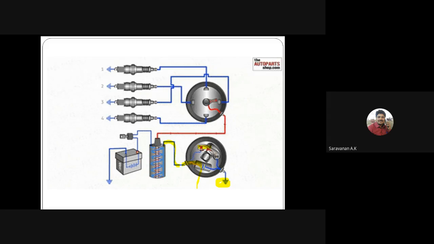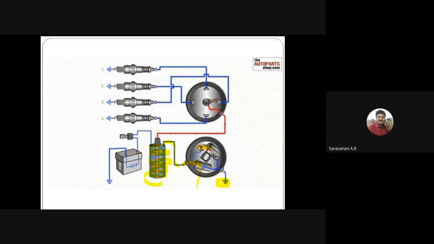Is this clear to you? Right. Once the contact breaker switch disengages, the magnetic field produced in the induction coil will collapse. Once it collapses, what we get there is high voltage.